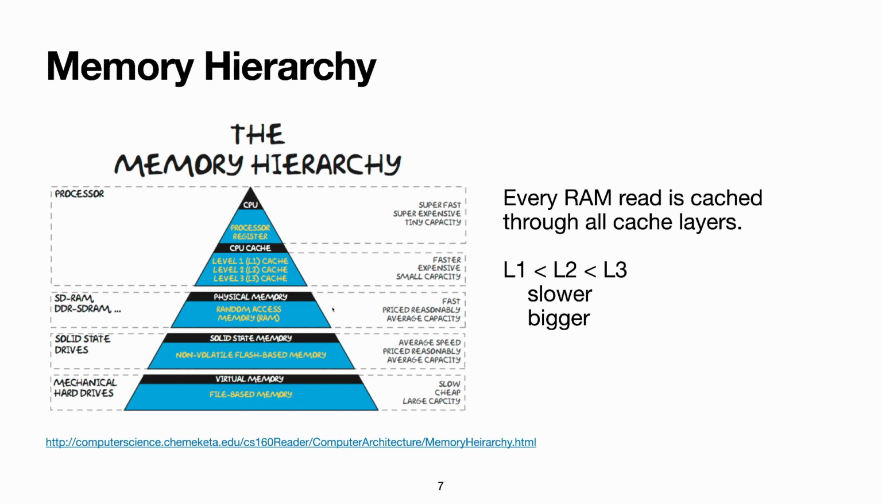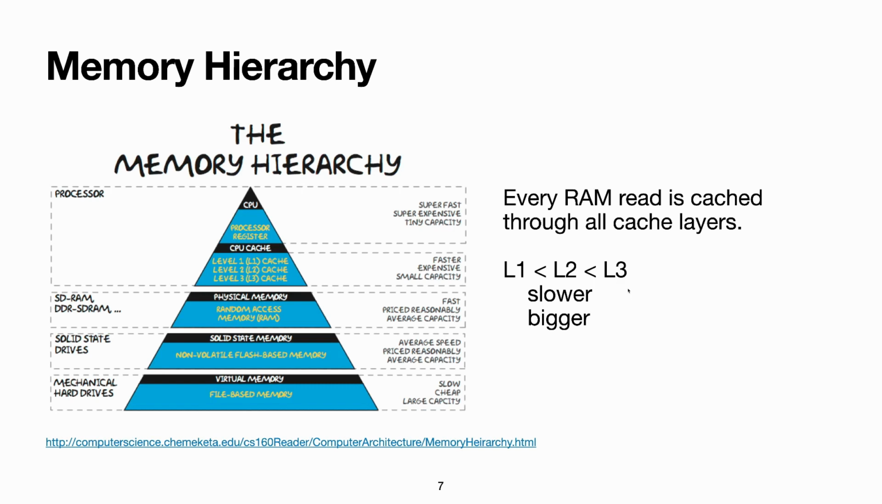Every time you read from RAM, the data around the address that you're trying to access will be cached in the 3 layers of CPU cache. Every successive layer is bigger than the previous one, but also slower. So L2 is bigger than L1, but it is slower. L3 is bigger than L2, but it's slower.